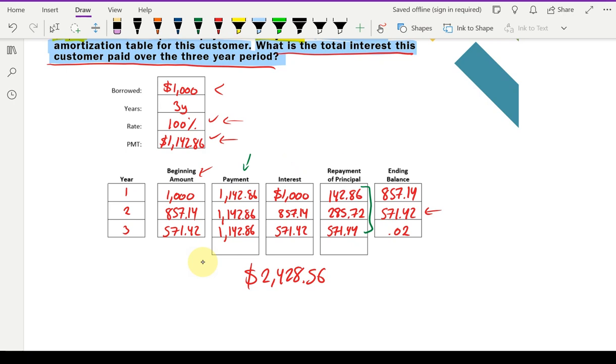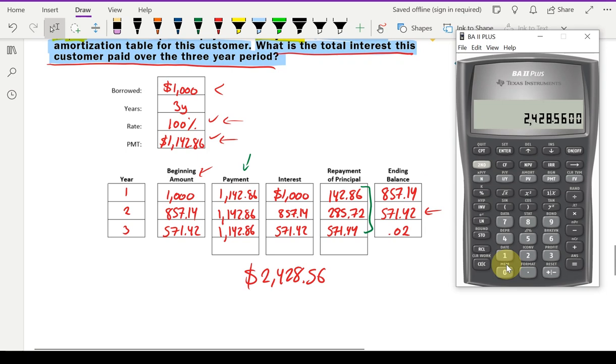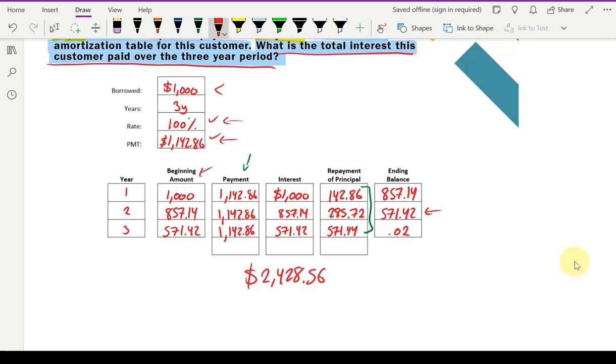So if I were to ask you what percentage of interest was paid in the first year, it would be 1,000 divided by 1,142.86. So you'd be paying 87.50%. So in the first year, 87.50% of your payment would go towards interest. And then the remainder, the 12.50%, would be the repayment of principal.